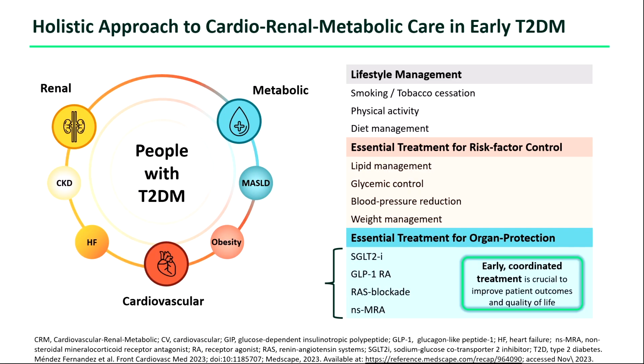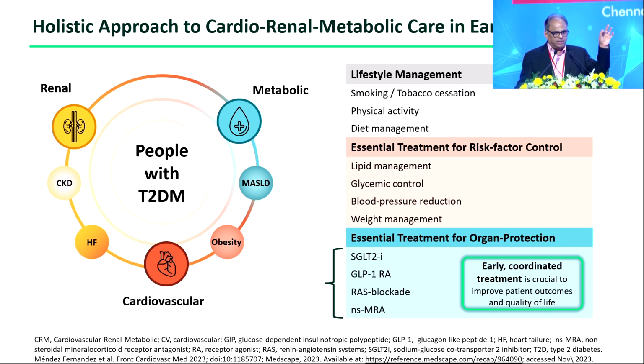So friends, let me say that we need a holistic approach to cardio-renal metabolic care early. This is now the catchword, CRM or CKM. We can see that essential treatment for risk factor control is lipid management, glycemic control, blood pressure reduction, weight management. For essential treatment for organ protection, SGLT inhibitor will come first, apart from GLP-1 receptor analogs. So early coordinated treatment is crucial to improve patient outcomes and improve the quality of life.